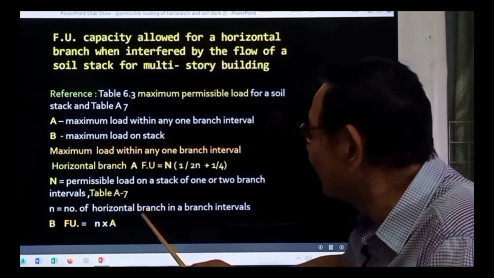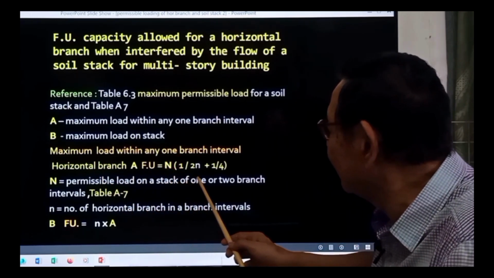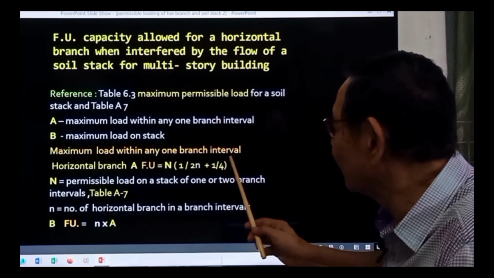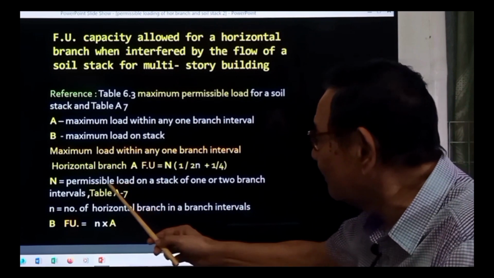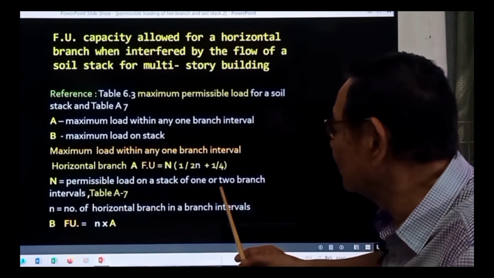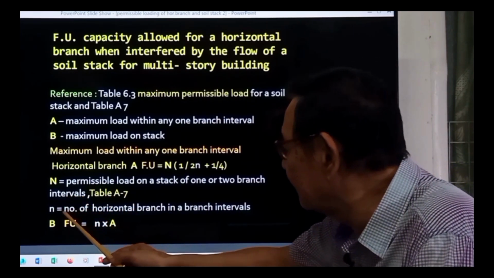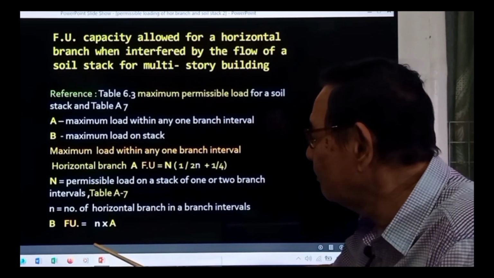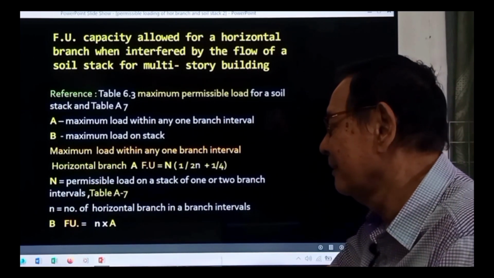We have a formula. The horizontal branch fixture unit is N times quantity 1/2 N plus 1/4. N is the permissible load on a stack. It is allowed only for 1 or 2 branch intervals in the table. N, small letter n, is the number of horizontal branches in the branch interval. B is the total fixture units of the stack.